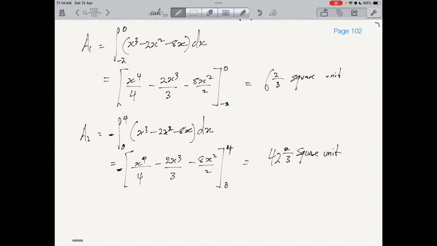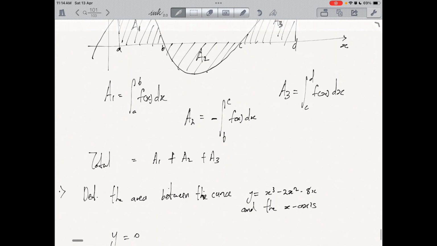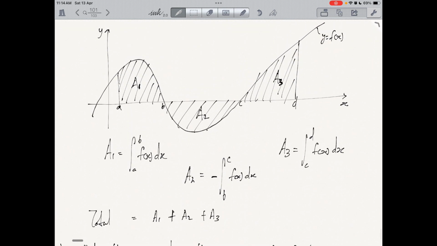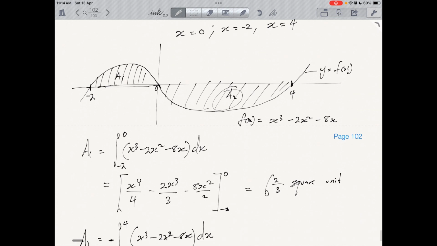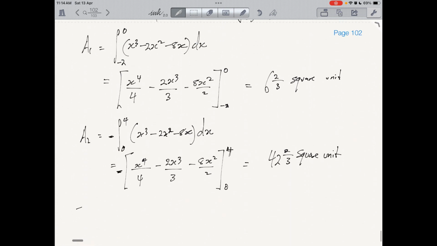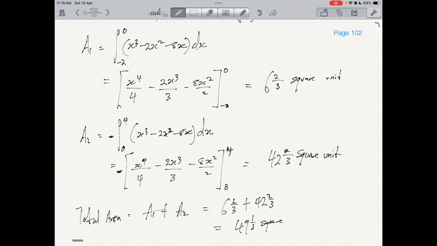Now we can see here that our total area is the summation of areas, that is A1 plus A2 plus A3. And in this case, we just have A1 and A2. So our total area is equal to A1 plus A2. And this will give us 6 2 over 3 plus 42 2 over 3. And our final answer will be 49 1 over 3 square units.